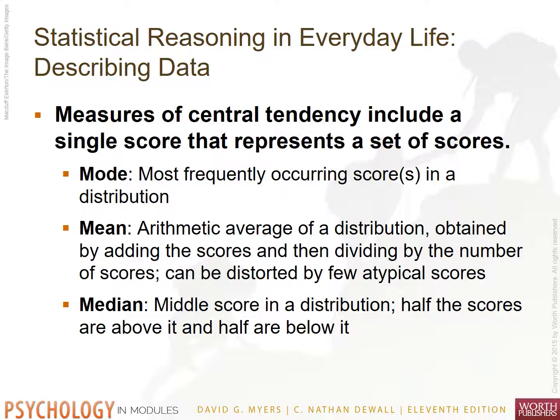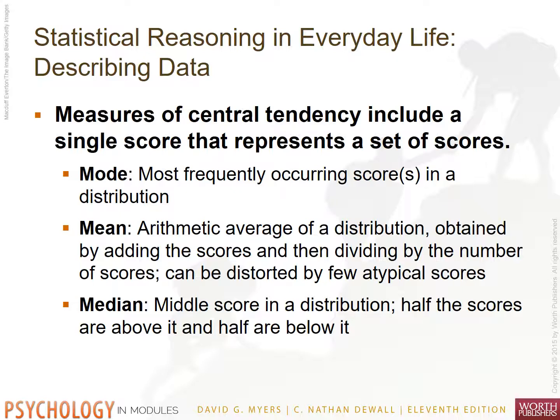The mean is the arithmetic average of a distribution. So you add up all the scores and you divide by the number of scores. The mean can be influenced by a few atypical scores. These atypical scores are called outliers. And outliers can pull the mean in the direction of the outlier. So if you have outliers that are positive, that means very high scores, it's going to pull the mean higher. If you have low scores, it's going to make the mean lower. So the outliers pull the mean in the direction of where they are located.